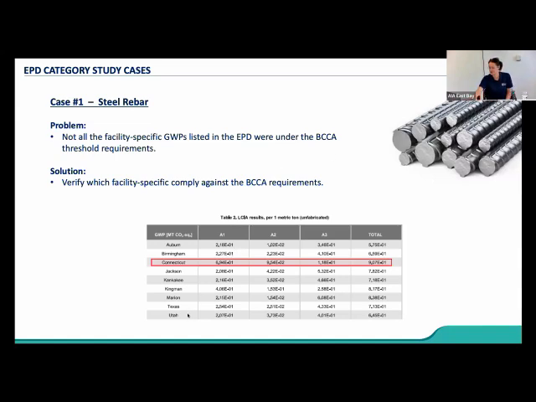So for example, in this case, we were looking at buying it from Connecticut. It ended up being above the threshold. So we had to engage with our rebar supplier to make sure that they were providing a material that was from a facility that was below that threshold.